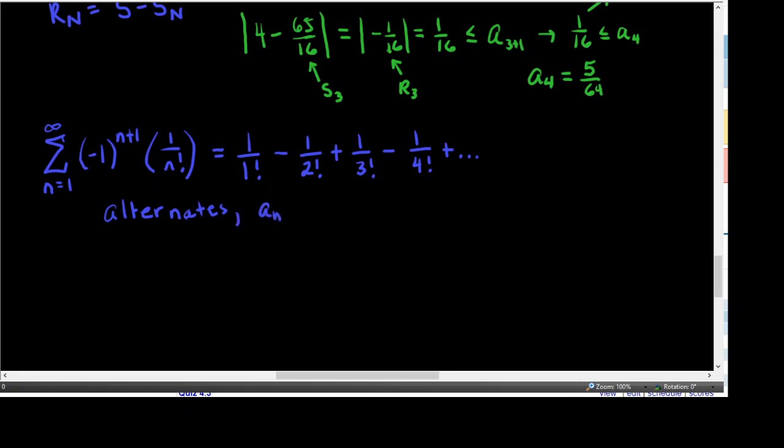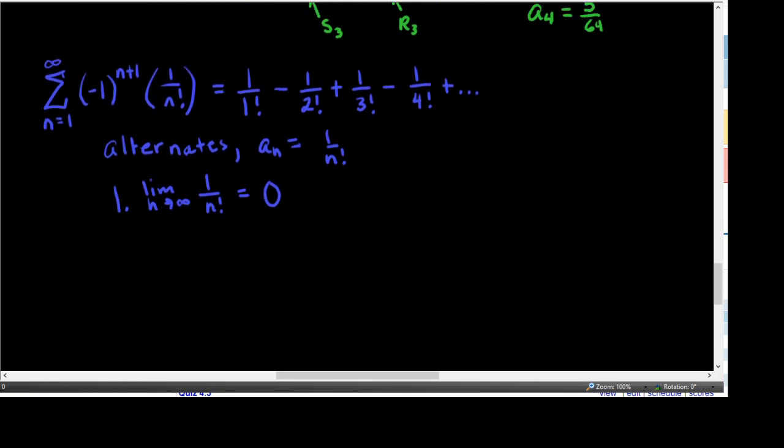Our a sub n is 1 over n factorial. So first part of the test, what is the limit as n approaches infinity of 1 over n factorial? Well, dividing a constant like 1 by a number that's only getting bigger and bigger means that we're headed toward 0. So we pass that first test.